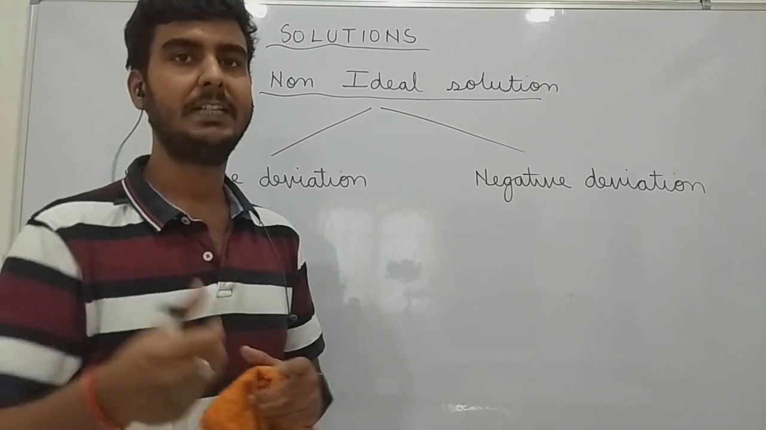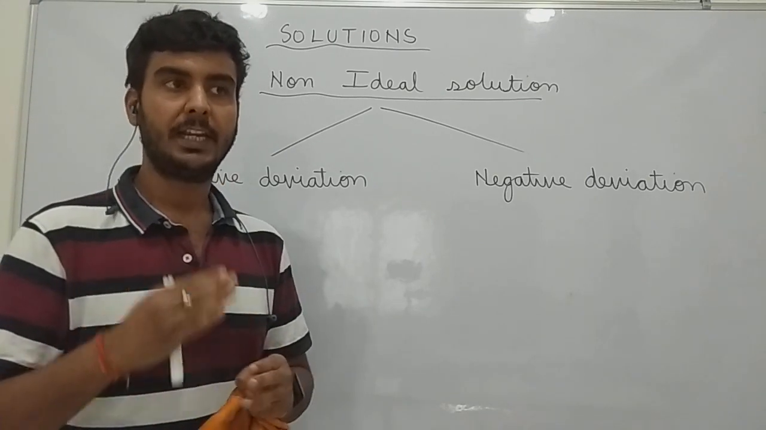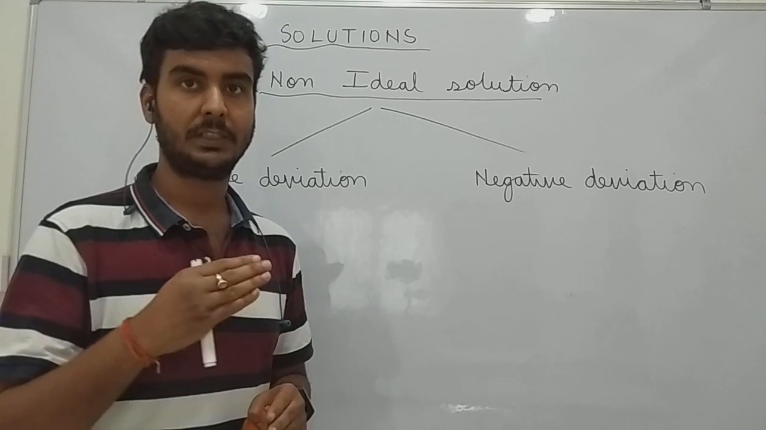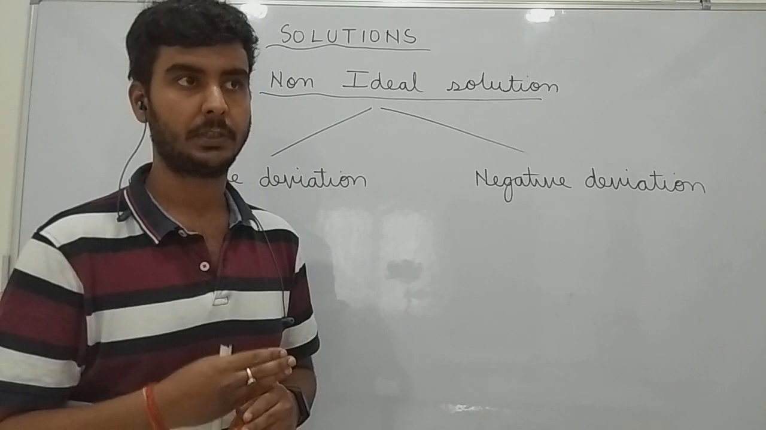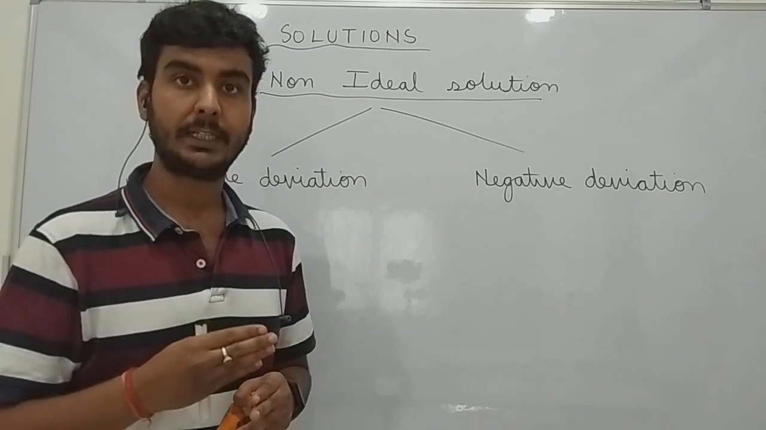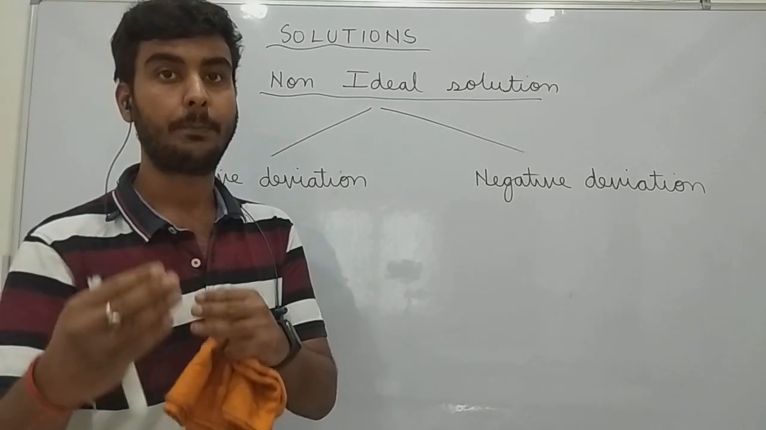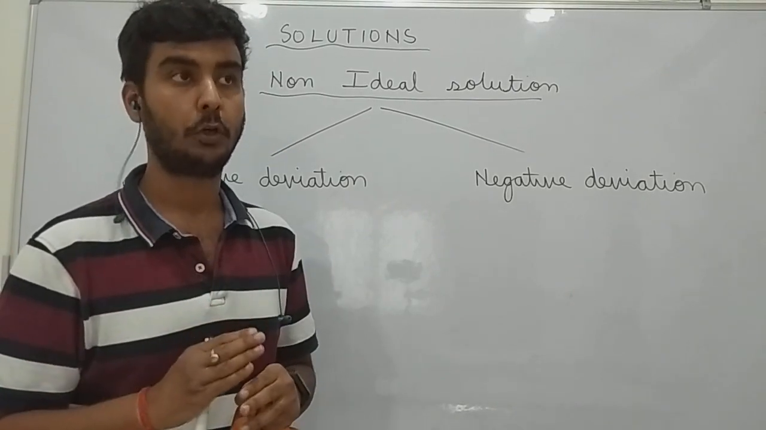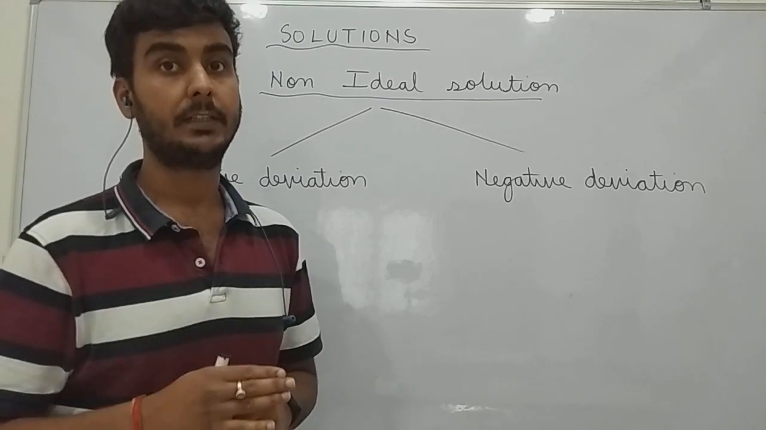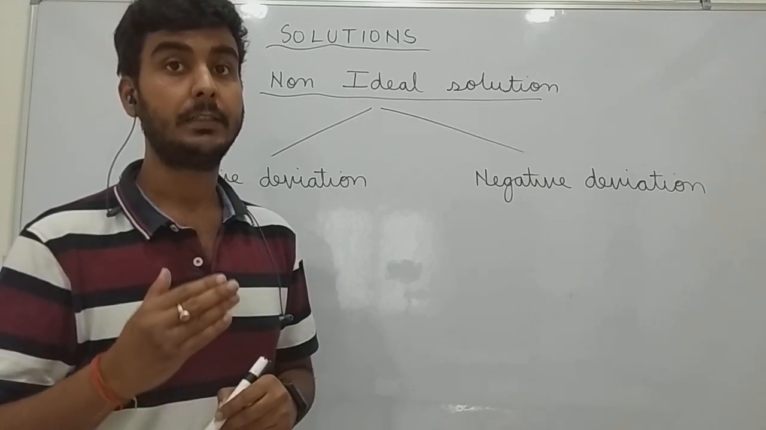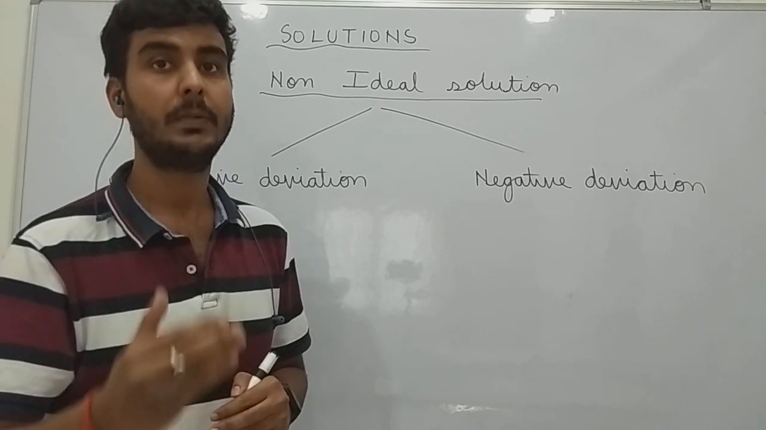So what is this positive or negative deviation from Raoult's law? Suppose the actual vapor pressure of the solution is greater than the theoretical vapor pressure. Now what is theoretical vapor pressure? Theoretical vapor pressure is the vapor pressure which you calculate using the formula obtained from Raoult's law. So if the actual vapor pressure is greater than the theoretical vapor pressure, then the solution is said to show positive deviation from Raoult's law.